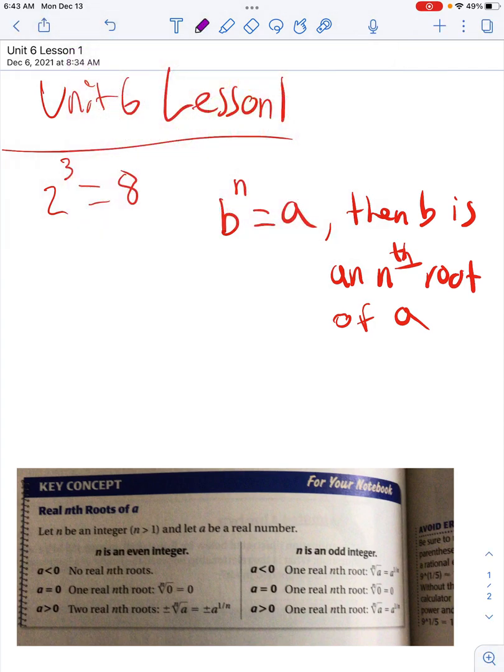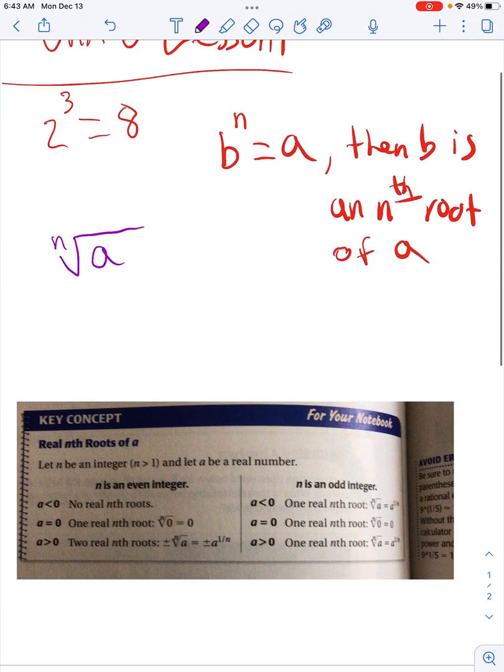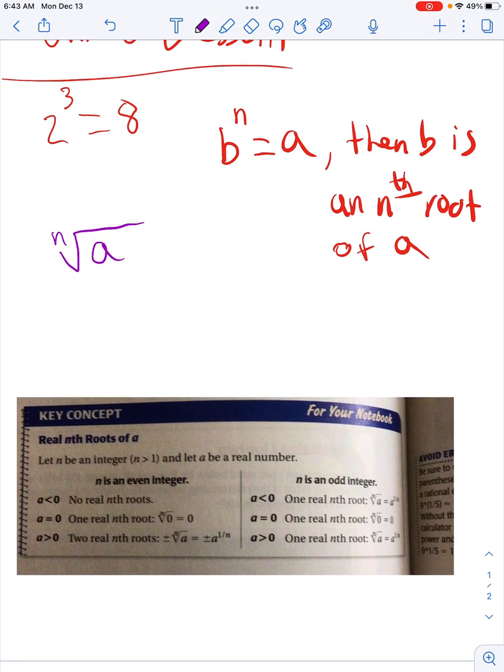And so we can write nth roots of a like this, where n is the index of the radical. So again, this is like inside of our square root sign. We can also write them as powers. So just a couple quick examples.